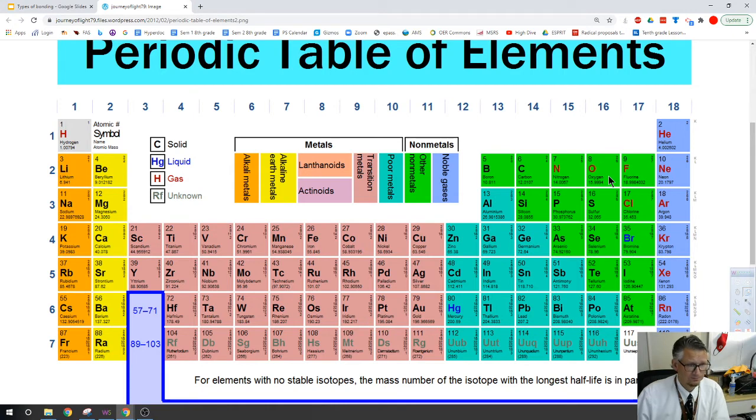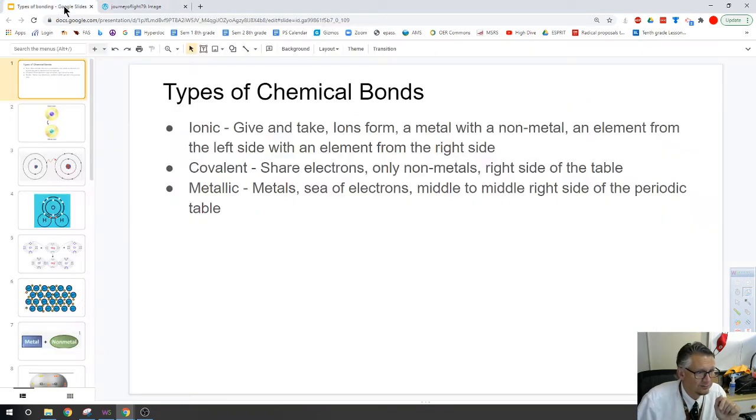With this being said, hydrogen is over here, and it's not in group 1. It's not a metal, it's a gas. And anytime you see hydrogen, it is going to be covalent. Hydrogen has one electron, and it is only going to share. It will never, ever give up its electron, because once it gives up its electron, it's just a proton. That's all that's left. So anytime you see hydrogen, it is going to be covalent.